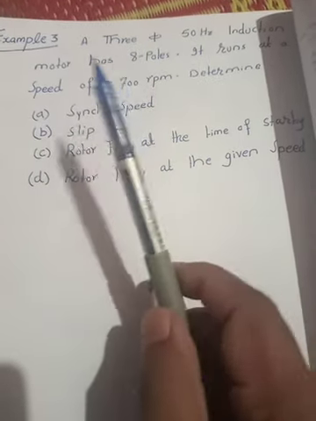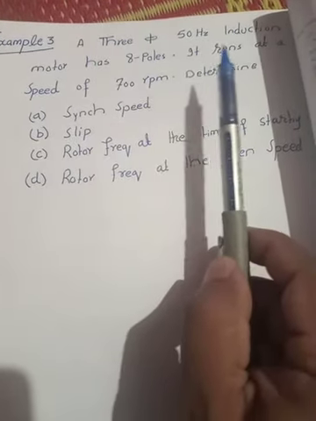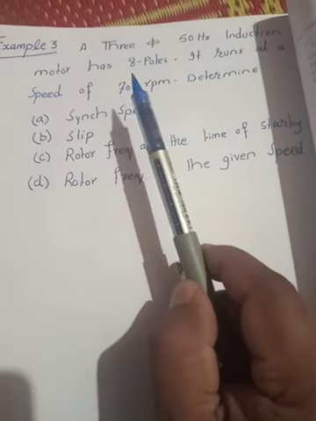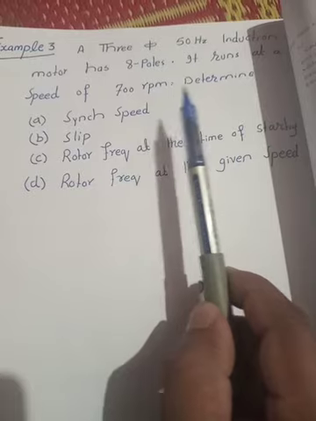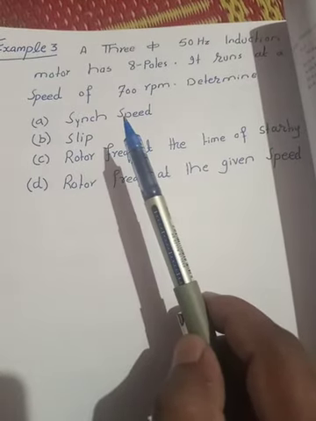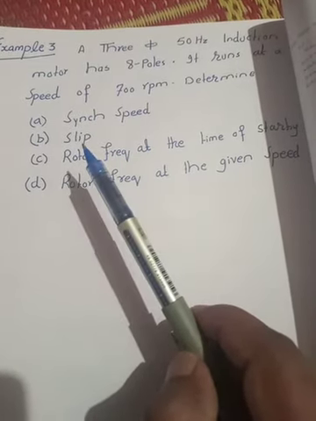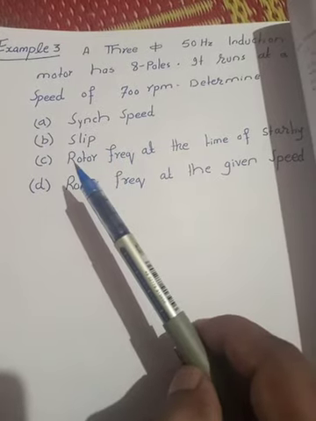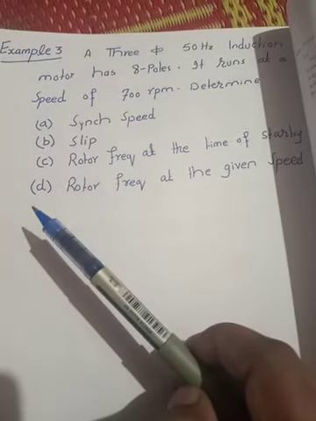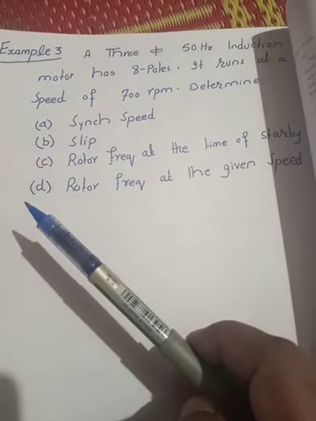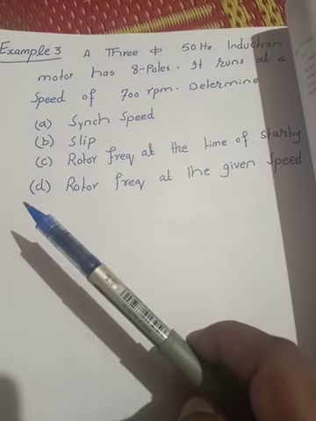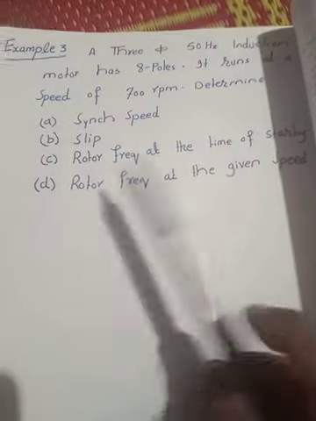So we have an example that we have a three-phase 50 hertz induction motor and it has 8 poles. It runs at a speed of 700 rpm. We have to find the synchronous speed, we have to find the slip, we have to find the rotor frequency at the time of starting, and we have to calculate the rotor frequency at the given speed.